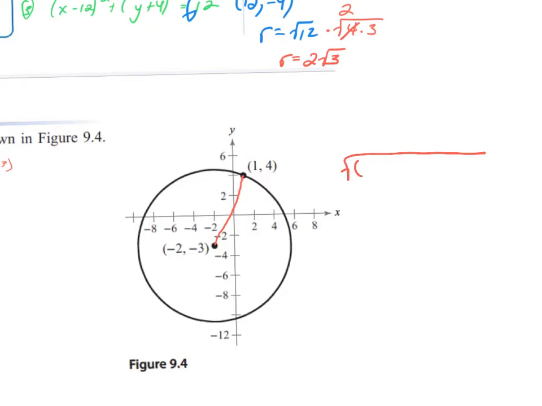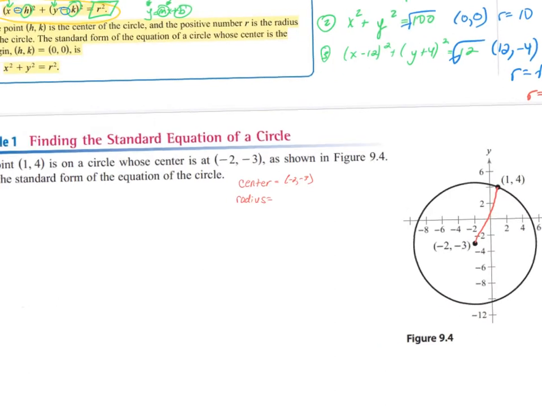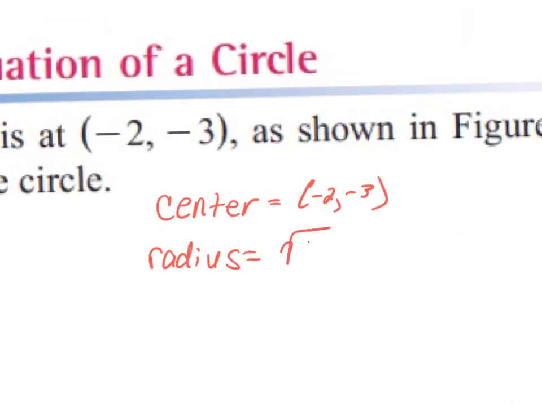So I'm going to say (-2 - 1)² + (-3 - 4)², keeping your y's together. So this becomes (-3)² + (-7)². So I have 9 plus 49, which gives me the square root of 58. So I now know that my radius is the square root of 58.